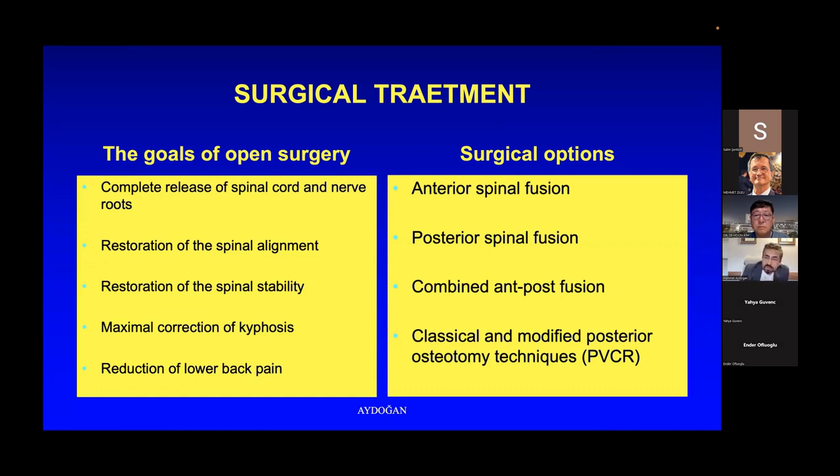So what type of surgical options do we have here? Like any other spinal pathologies, anterior, posterior, and combined anterior-posterior spinal approaches, and also classical and modified posterior osteotomy techniques we can use. I also use the posterior modified PVCR technique in my practice when anterior surgery is needed for osteoporotic vertebral fractures.